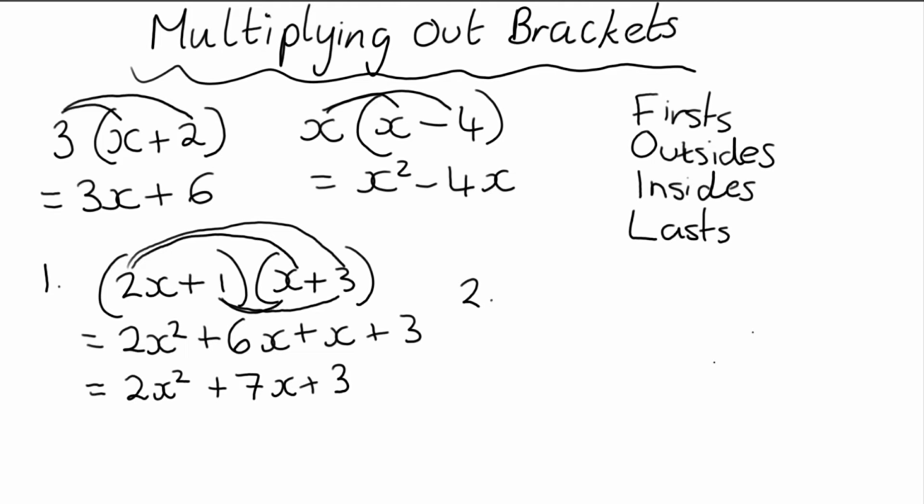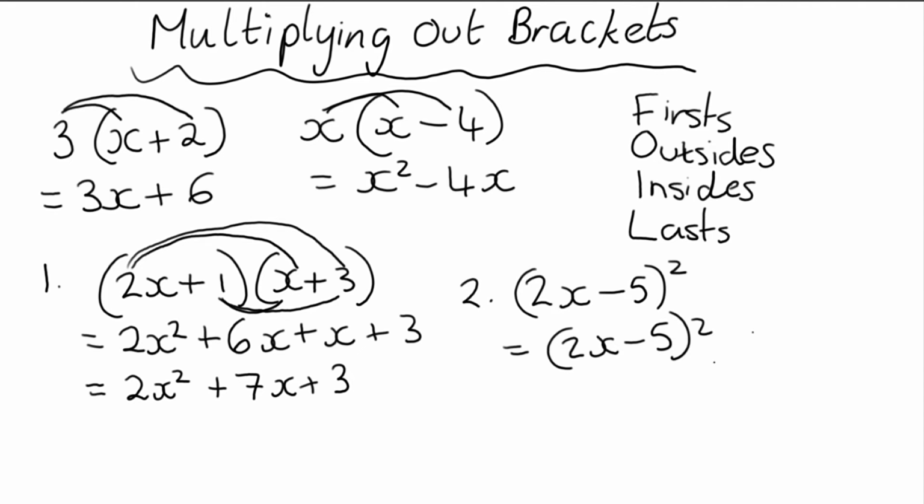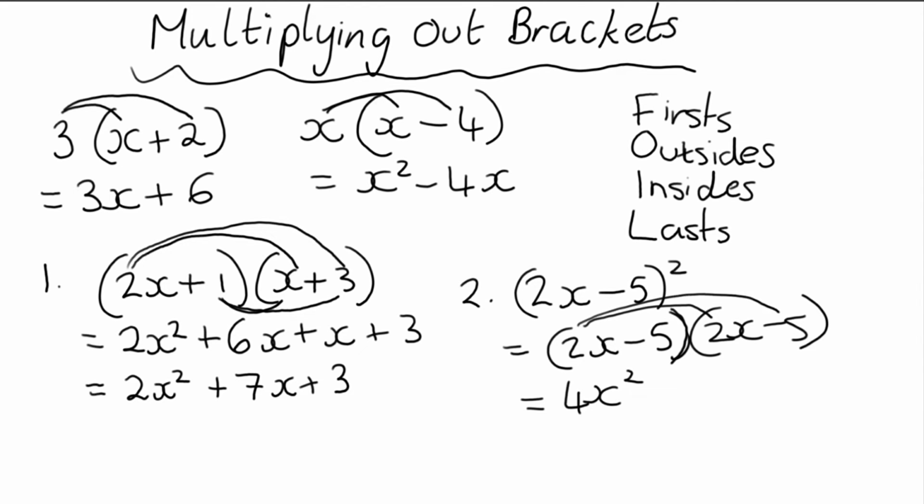Let's do a second example. If you ever see a bracket squared, that means multiply it by itself. So you'll have two brackets right beside each other. And then we'll just use our FOIL method. So first is 4x squared. Outsides is minus 10x because 2 times 5 is 10. And when you've got one positive and one negative, you would get a negative answer.